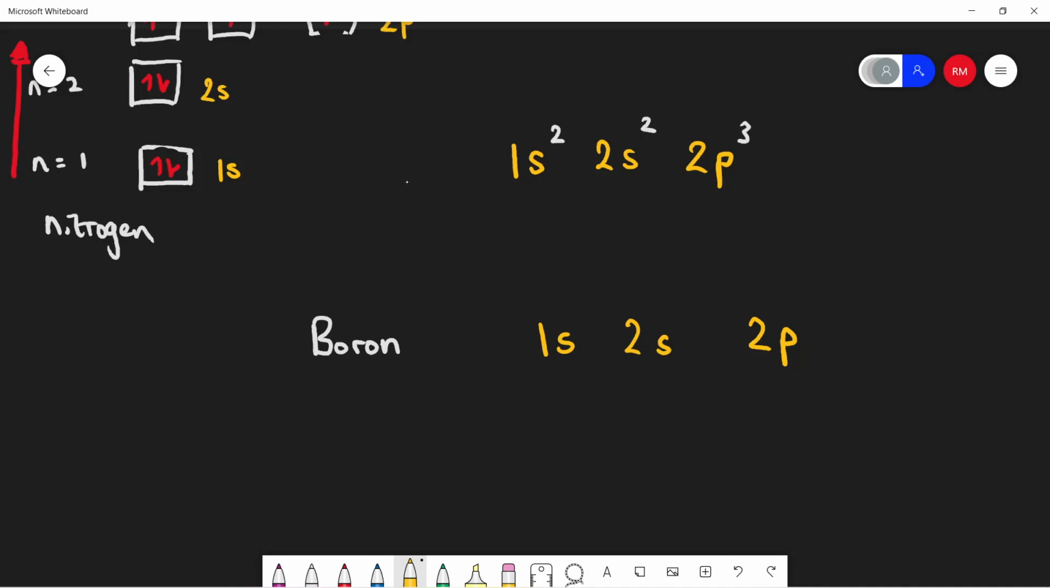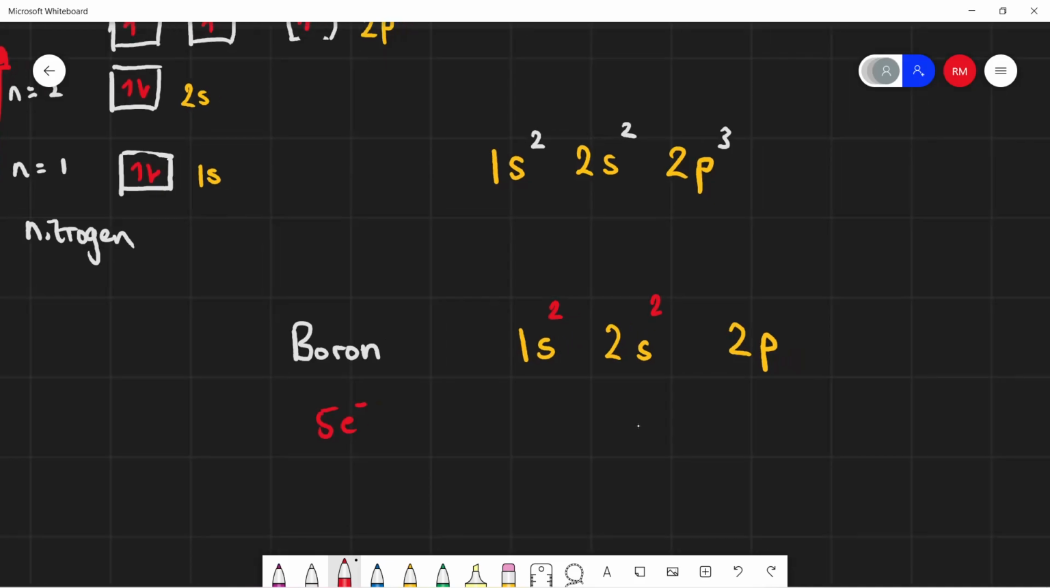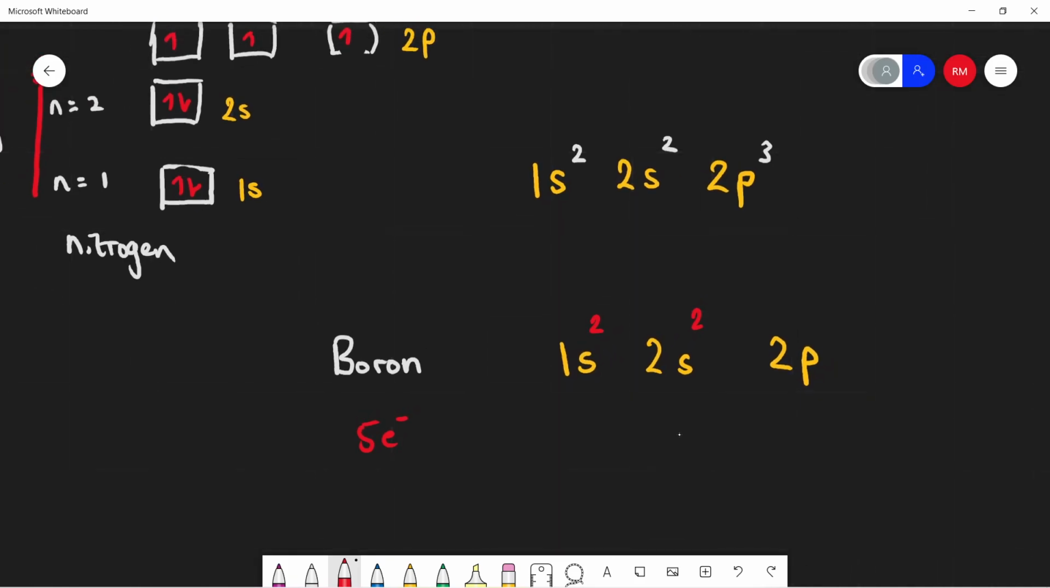Remember, boron has 5 electrons. And so, remember how many are in the 1s? Well, there's 2. And in the next s, there's another 2. And so, 2 and 2 is 4. There's only enough for 1 more electron in the p orbital. There's only going to be 1. And so we've done boron electron configuration just very easily.